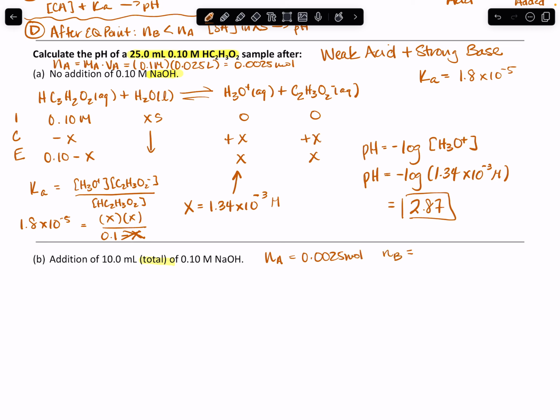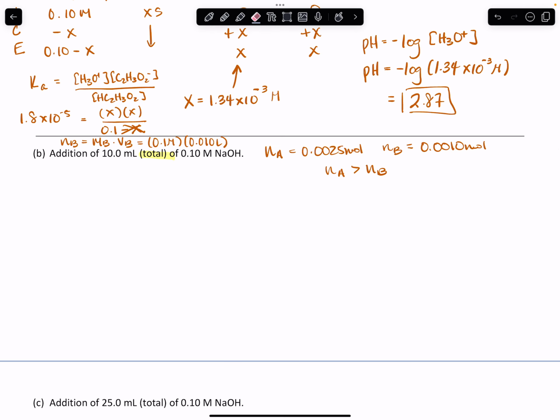Now for the moles of the base, it's going to be equal to the molarity of the base times the volume of the base. So that's going to be equal to 0.1 molar times 10 milliliters, 0.01 liters. So that means initially I have 0.001 moles of base. As you can see, the moles of the acid are greater than the moles of the base. So we're not at the equivalence point, we are before it. That would lead me to assume that my pH value should still be somewhat acidic because I haven't used up all of the acid that's present. But we've got to run the reaction to make sure.